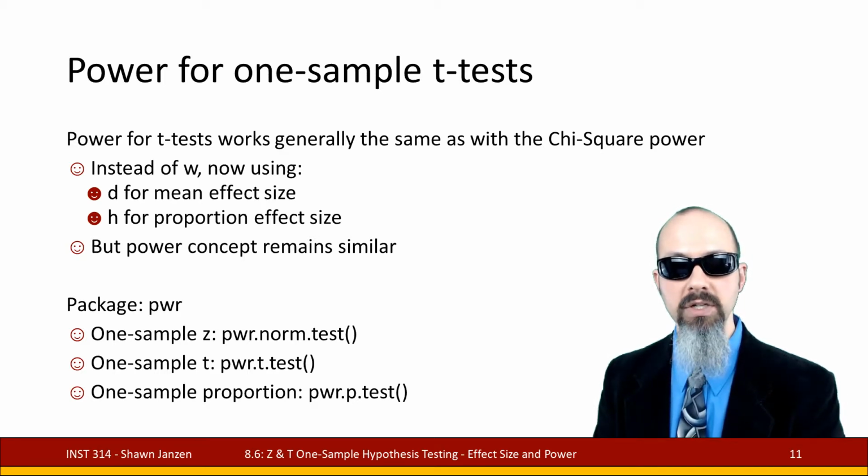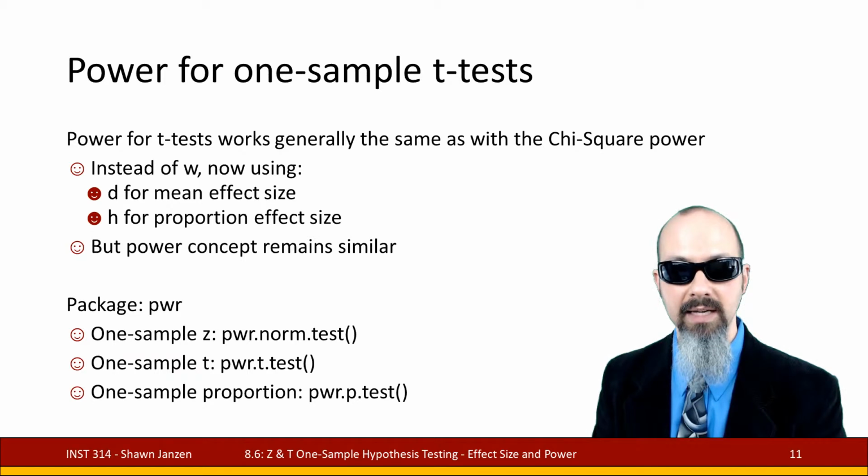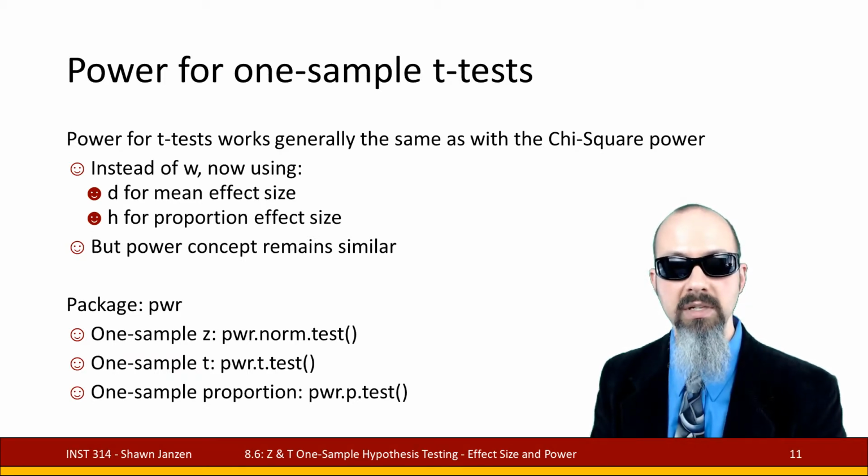And if you're doing proportions, it's pwr.p.test. All of them are the same except what goes in the middle of the dots: norm, t, or p, depending on if you're doing Z, T, or proportion testing.